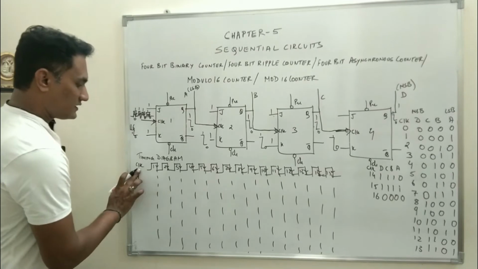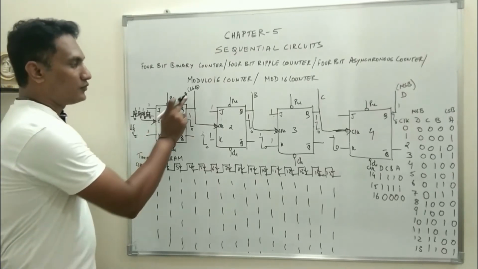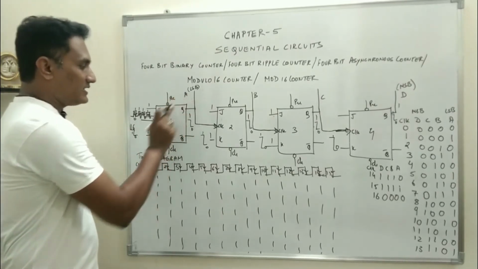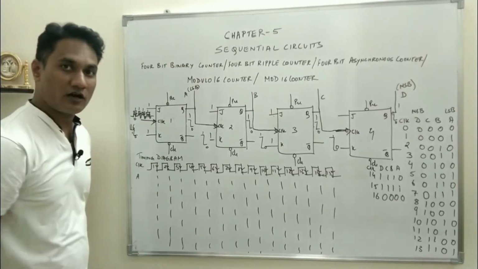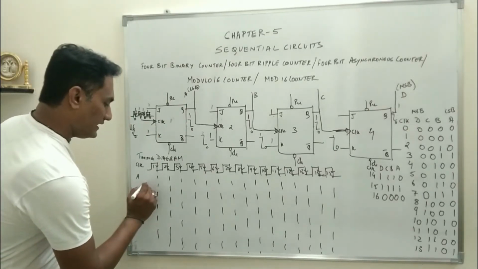Now this clock is given to the first flip-flop. The output of the first flip-flop is A. That means A is going to change with each applied clock pulse. So initially A is 0.